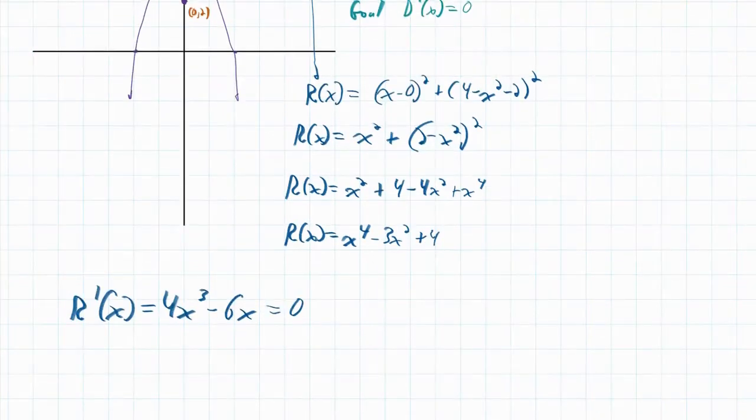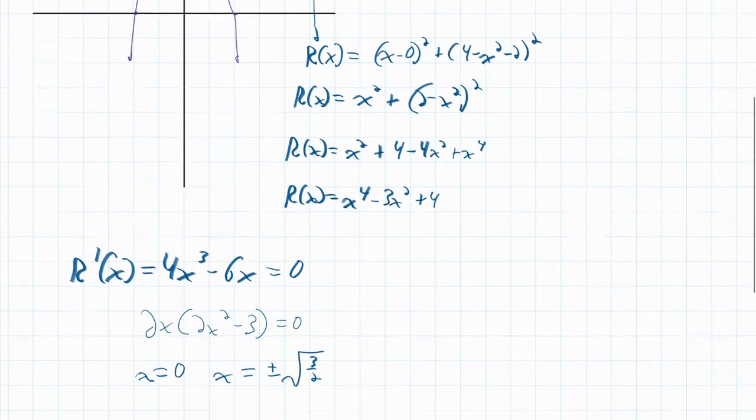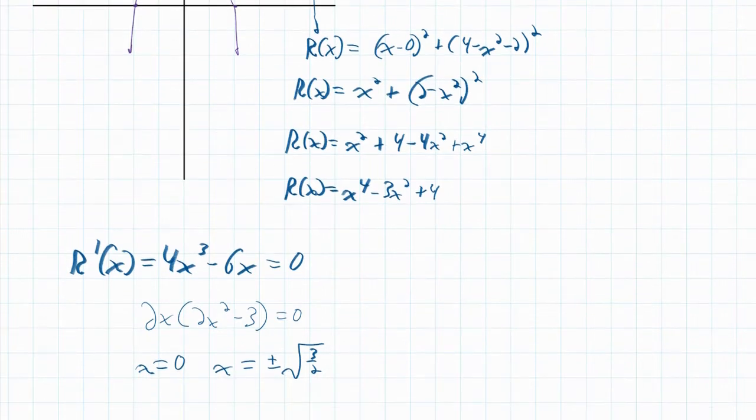So let's factor. We're going to factor a 2x out, and I get 2x squared minus 3 equals 0, or I get x is equal to 0, or x is equal to plus or minus root 3 halves if I solve that. Now, what we have found are the x values where mins or maxes or some sort of change is occurring.